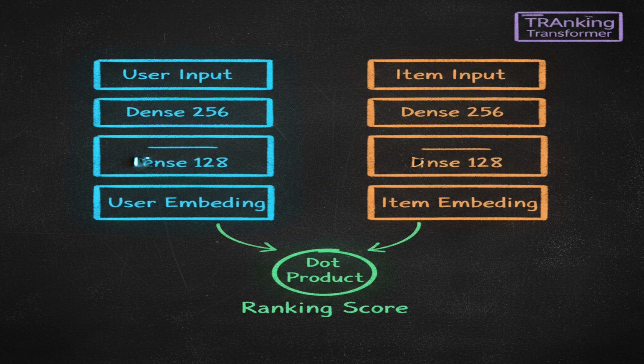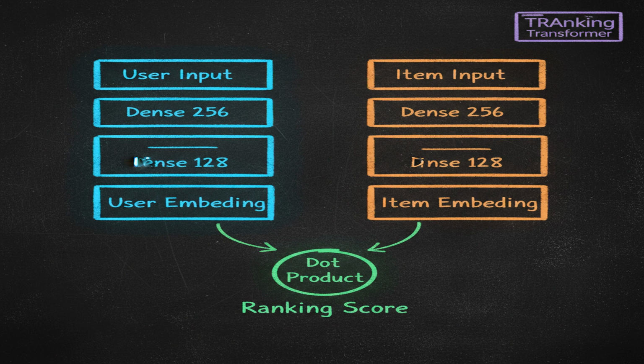For candidate generation, we'll use a two-tower model. This model consists of a user tower and an item tower, which independently encode users and items into embeddings. The dot product of these embeddings gives us a similarity score. For ranking, we'll use a transformer model.